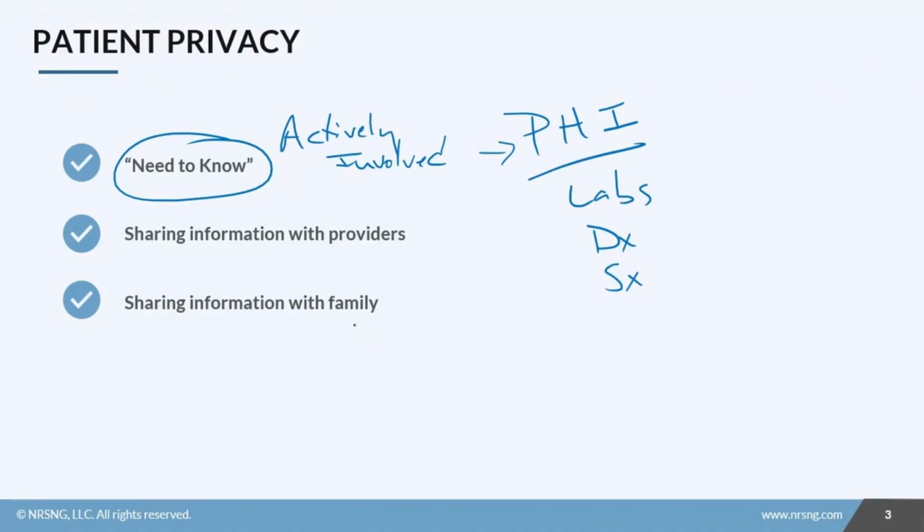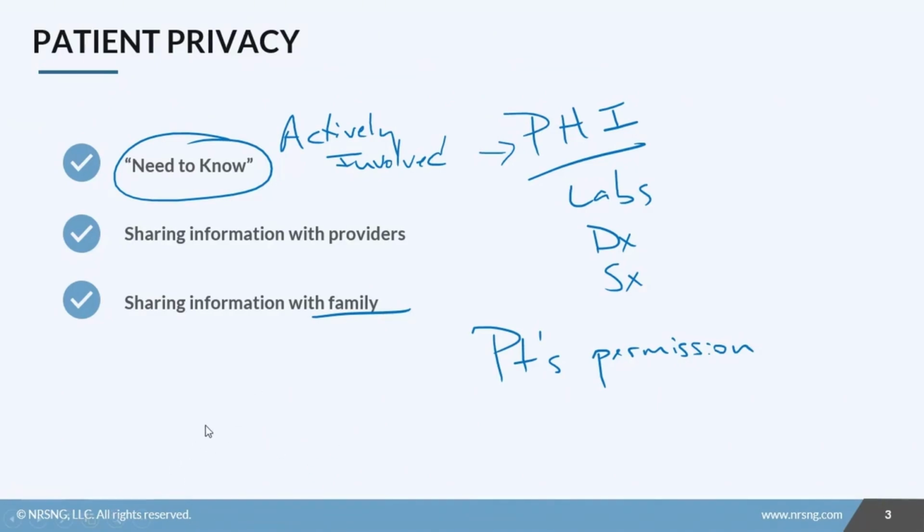So who else can you share it with? Well, let's say you have a family friend come by and they want to check on your patient. The thing you have to do is get the patient's permission to disclose that information. Sometimes they're okay with it, sometimes they're not, but you always need to ask.